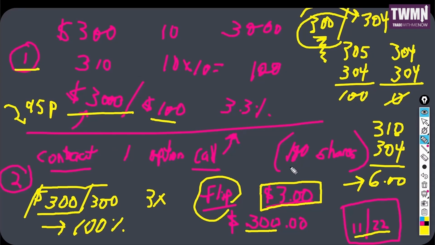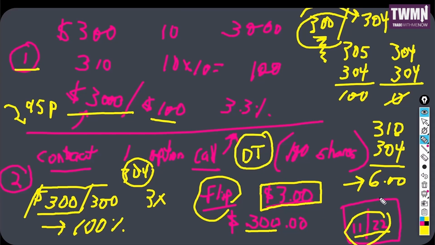So again, when you are looking to buy an option, you have to pick a strike price, which we did, which was 304 in this particular scenario. We also picked next Friday as the expiration date. And the idea is to close it or flip it before it expires. If you flip it on the same day that you bought it, that is called a day trade. Just to put that little nugget in your brain.